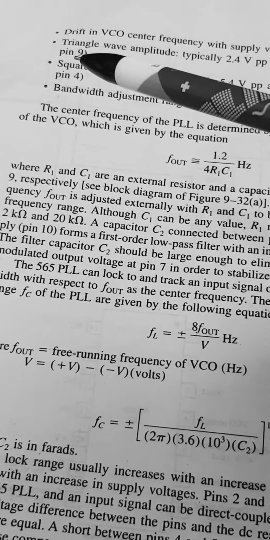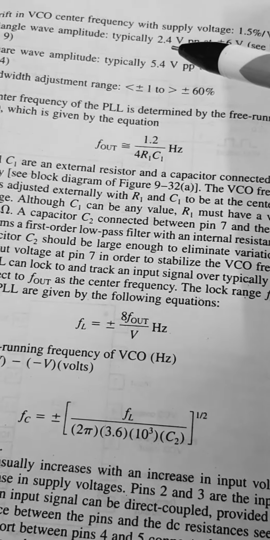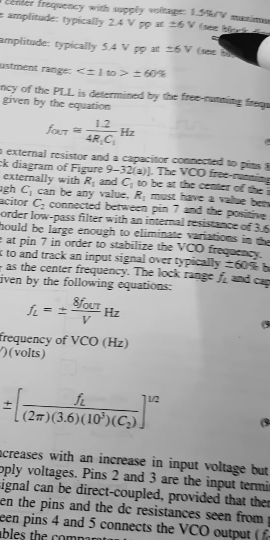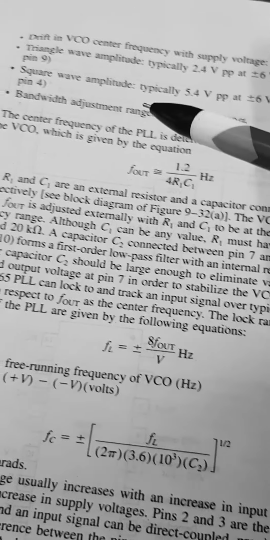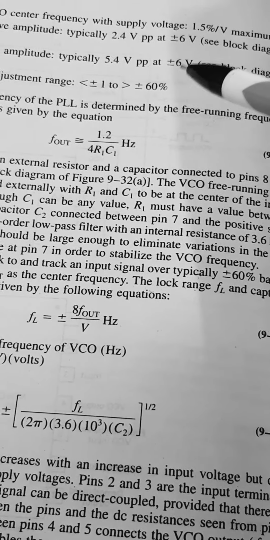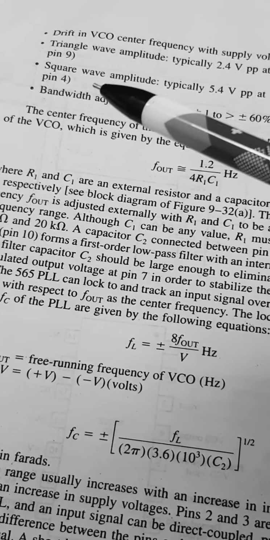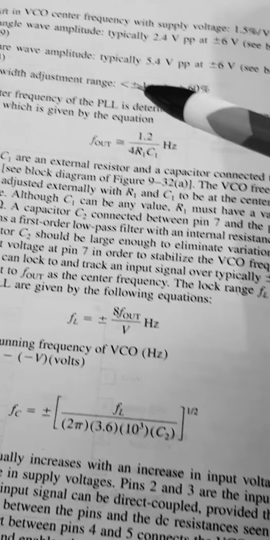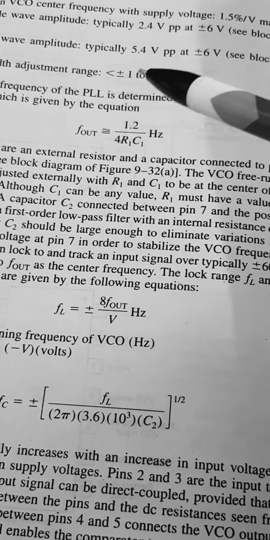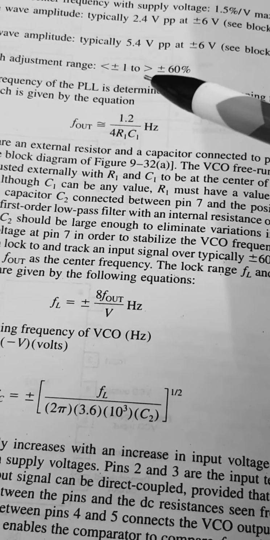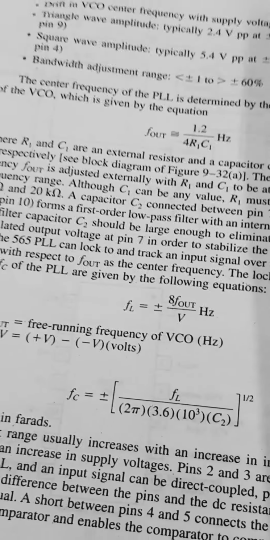Triangle wave amplitude is typically 2 volt peak to peak at plus or minus 6 volts. Square wave amplitude is typically 5.4 volt peak at plus or minus 6 volts. Bandwidth adjustment range is from less than plus or minus 1 to greater than plus or minus 60 percent.